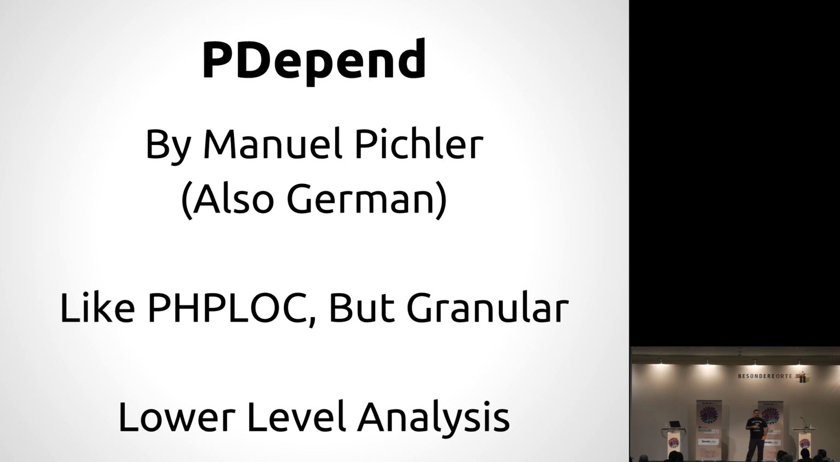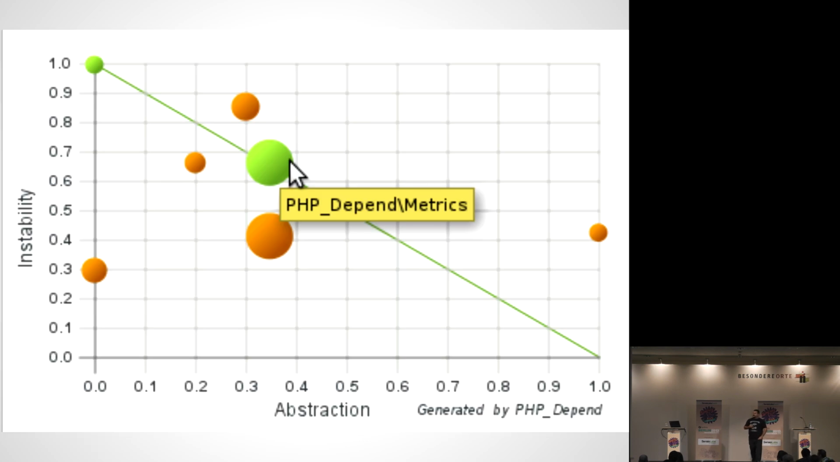But it also summarizes things in a really interesting way. And there are two famous graphs that nobody understands. This is one of them. It's actually really simple. Instability, the y-axis, instability is defined as the ratio of external dependencies to internal dependencies. So each one of these dots is a package.